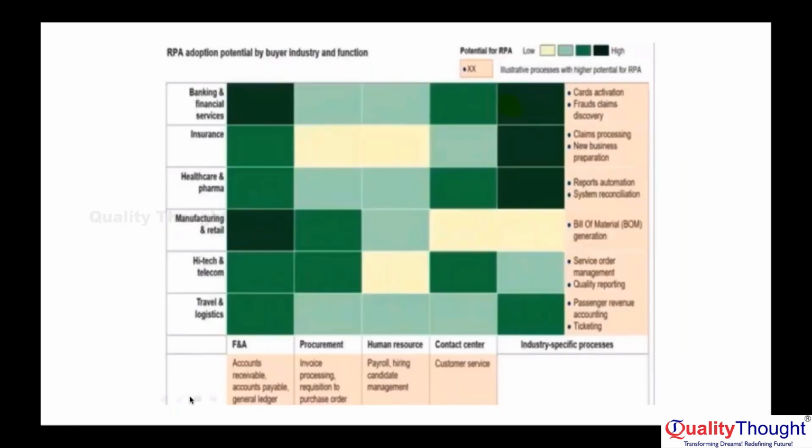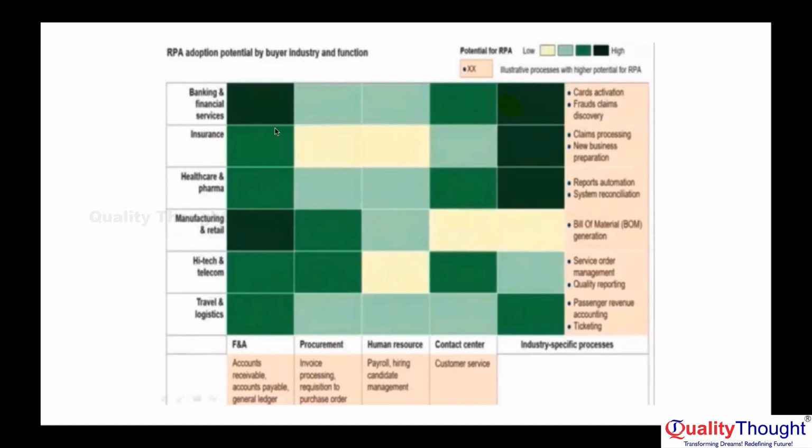So these are the potential areas where we have strong automation and less automation. In banking and financial sectors, all your finance and accounts, yes, it can. So if you can see the potential for RPA, yellow is low, and the thicker or darker green it gets, the higher the chances. In card activation, fraud identification, and banking services, there is a high chance. Customer service, yes, there is a chance. Human resource, very little. Procurement, very little.